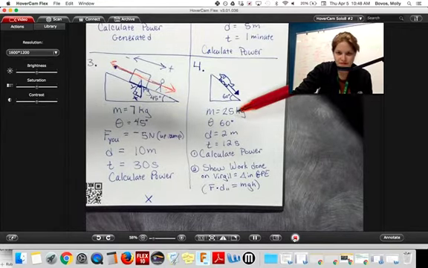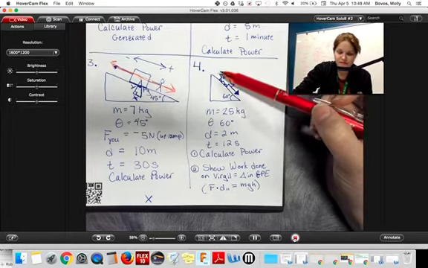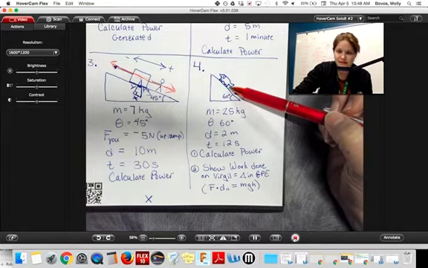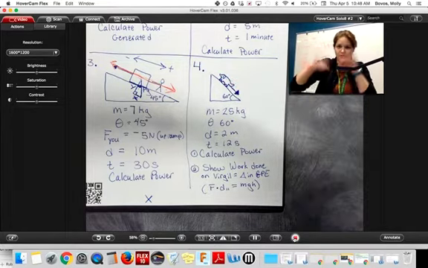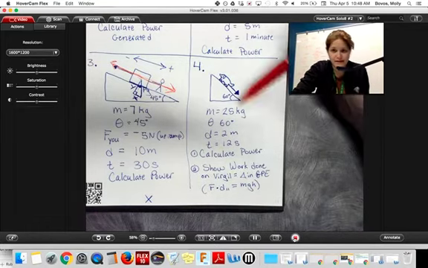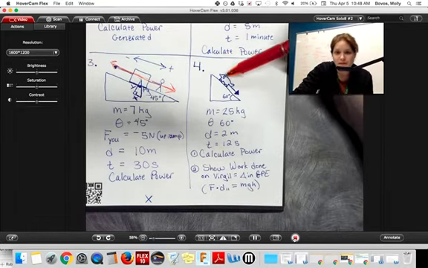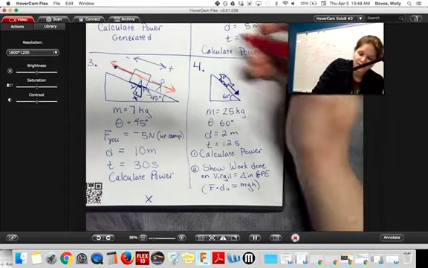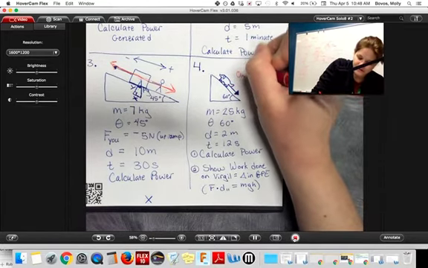His mass is 25 kilograms, and he is on a frictionless surface. It's like a slide, and he does not want to be on there. And he's like, meh, but it doesn't matter. He's sliding down. So he's not applying a force upward. The only force here is gravity.